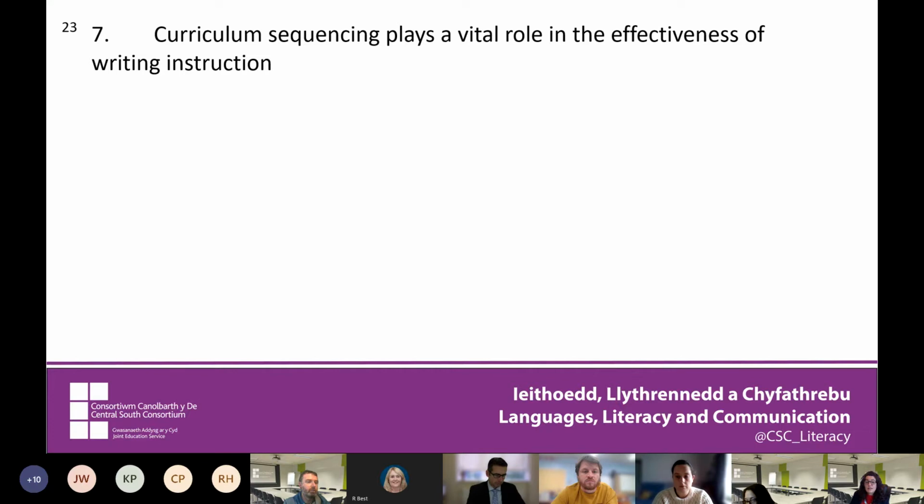Principle 7 is curriculum sequencing plays a vital role in the effectiveness of writing instruction. I'm going to return to this principle after I've shown you some practical strategies because it'll make more sense later on.